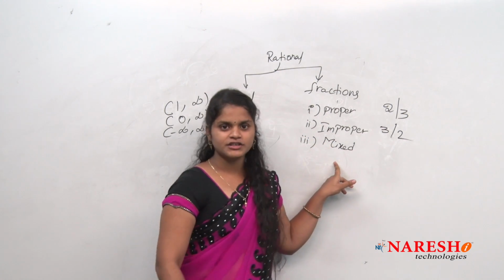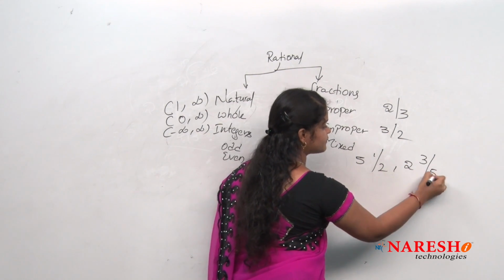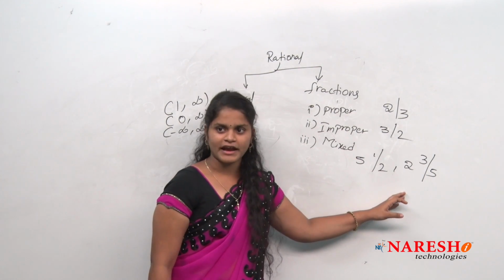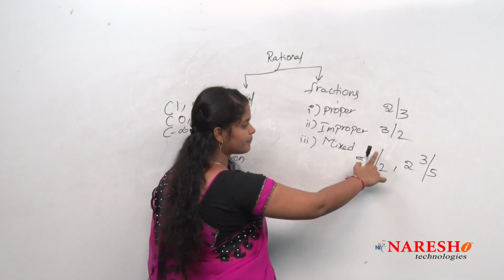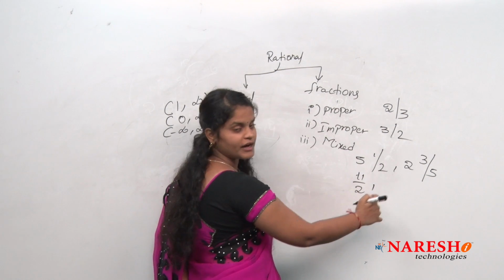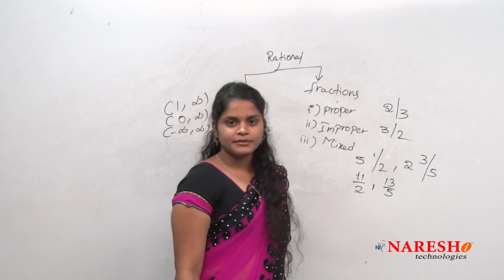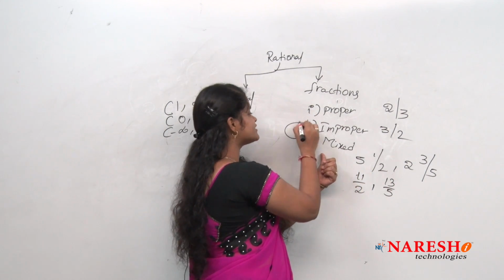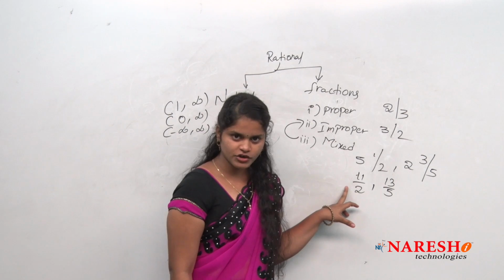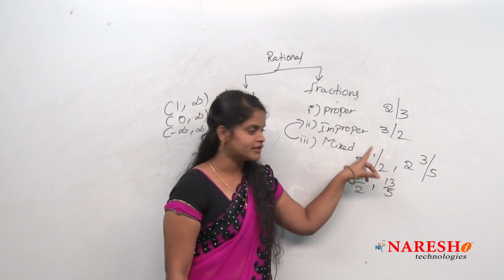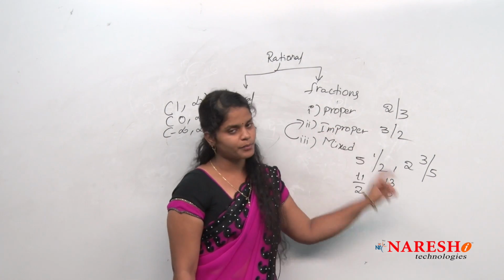Okay, and mixed fraction means, see, 5 1 by 2, 2 3 by 5. Okay, these all are called mixed fractions. Okay, so let me write in the form of normal fraction. It will be 5 into 2 plus 1. So it will be 11 by 2, comma, 5 into 2 plus 3. So it will be 13 by 5. And remember one thing, mixed fractions can always be converted only in improper fractions. See here, 11 by 2 numerator is more than denominator, so it is improper fraction. And similarly, see, 13 by 5, numerator is more than denominator, so again it is improper fraction.